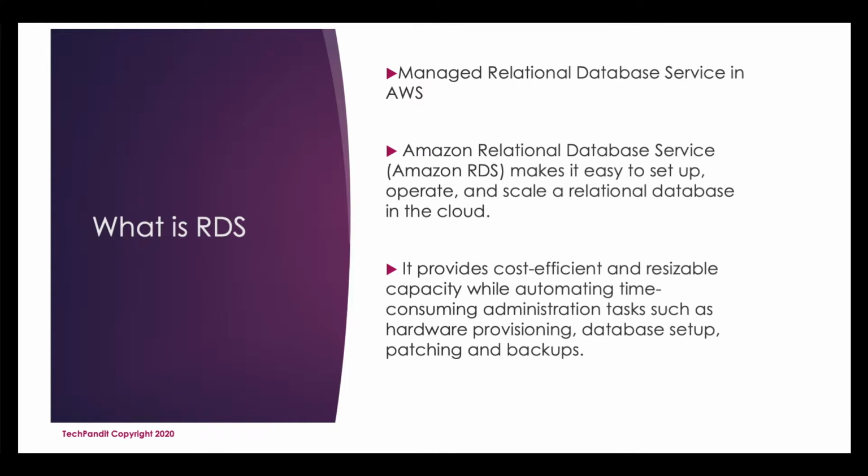So what is RDS? RDS is a managed relational database service in AWS. RDS makes it easy to set up, operate and scale a relational database in the cloud. It provides a very cost-efficient and resizable capacity while automating time-consuming administration tasks such as hardware provisioning, database setup, patching, and backups.